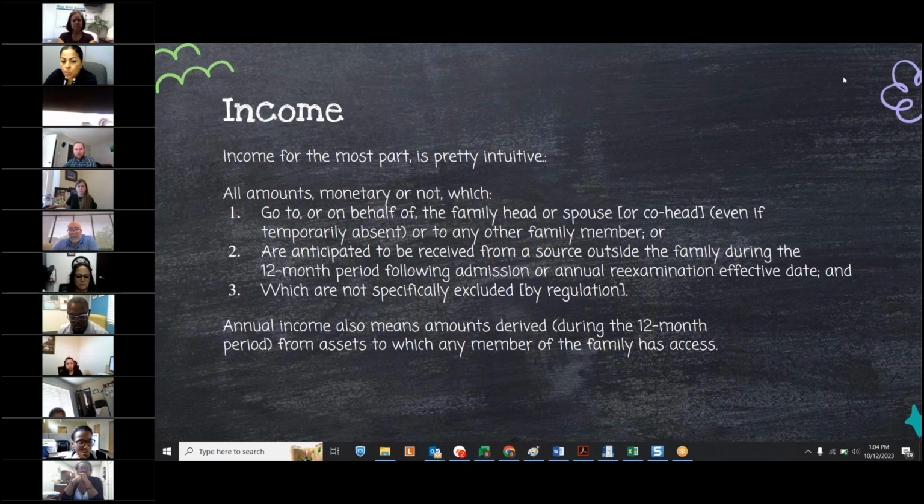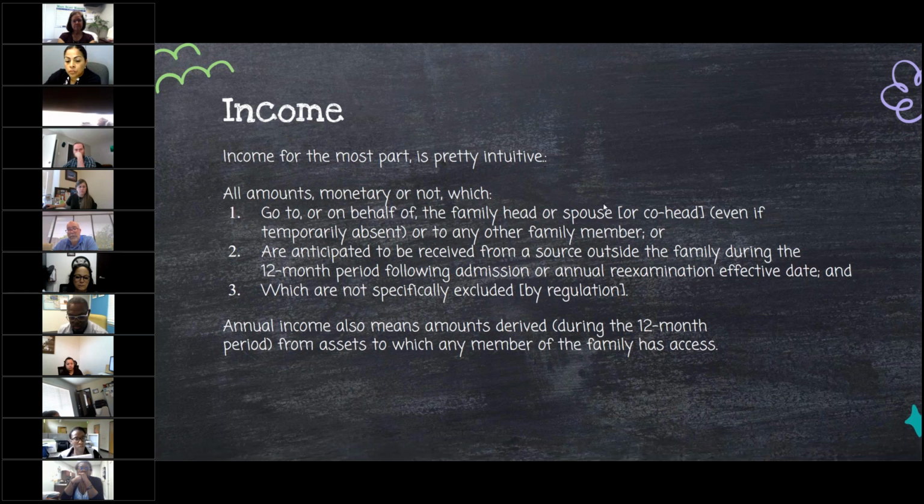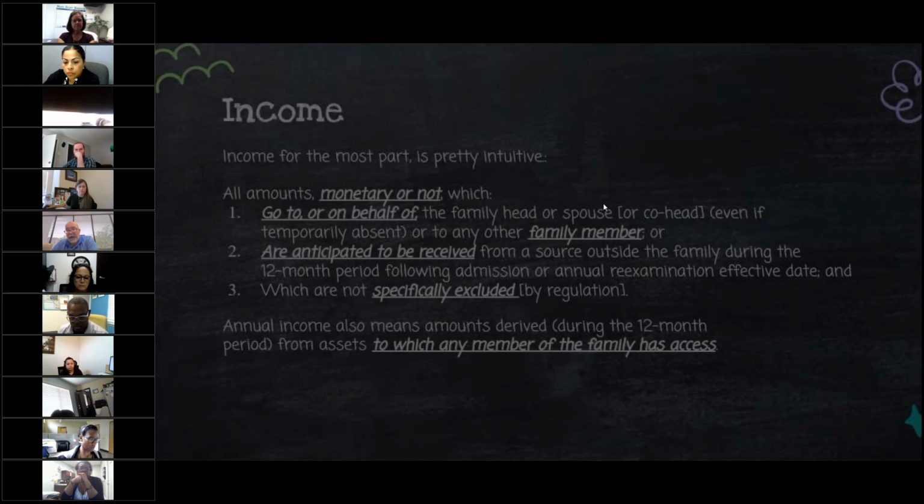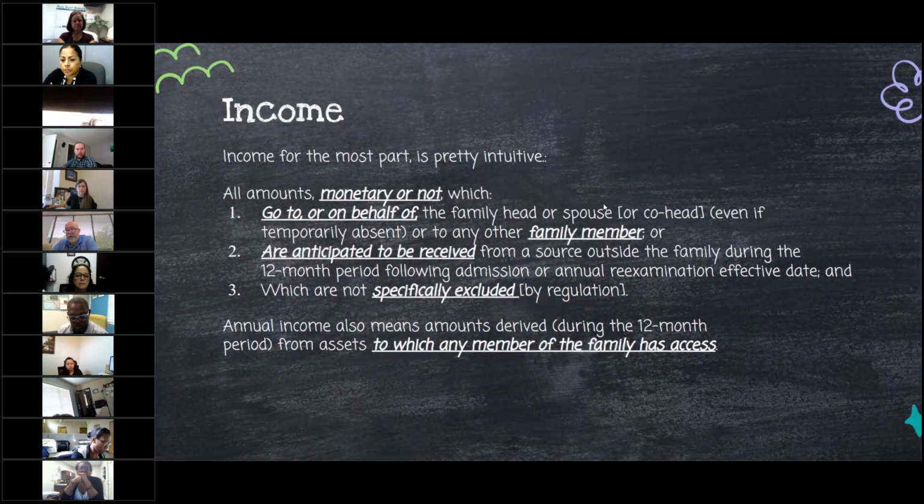Annual income also means the amounts derived during the 12-month period from assets to which any member of the family has access. It's important to note that the income includes the definition of income from asset, all in one. We can highlight some of these things that are bolded and underlined that I wanted to point out. So number 1, monetary or not.